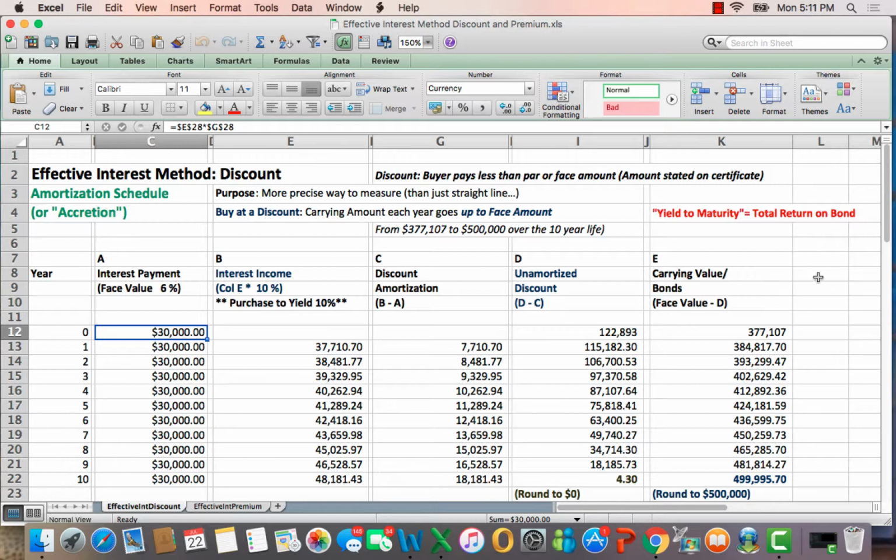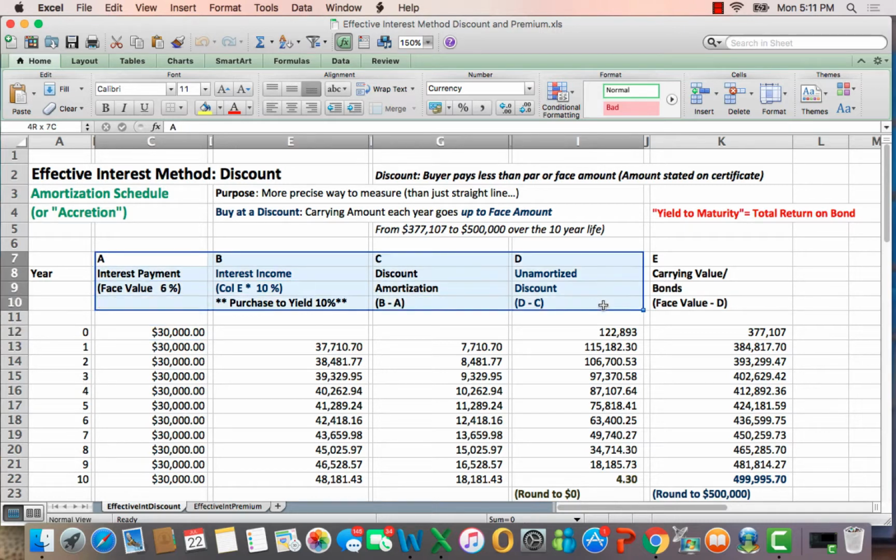So if you're recognizing expenses as the bond issuer, that's one side of the transaction. If you're recognizing bond income as an investor, that's the other side of the transaction. This assumes that we're earning interest as an investor. So these columns are really the key to the whole thing.